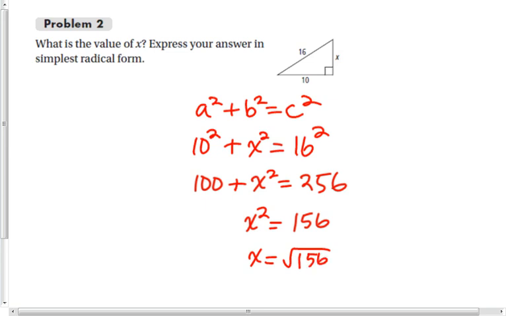Now we're going to write that as a product of the greatest perfect square factor that 156 has, which is 4 times 39. Now 39 doesn't have any perfect square factors, so we broke that down as far as we can. Square root of 4 is 2. So in simplest radical form, the length of the missing side is 2 times the square root of 39.